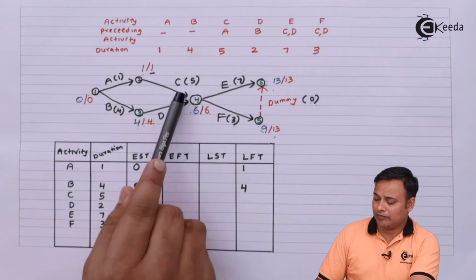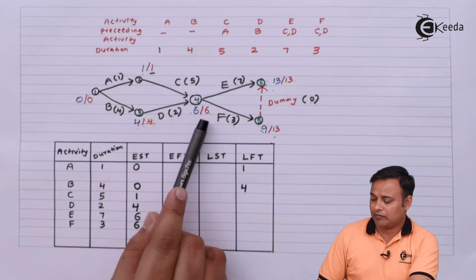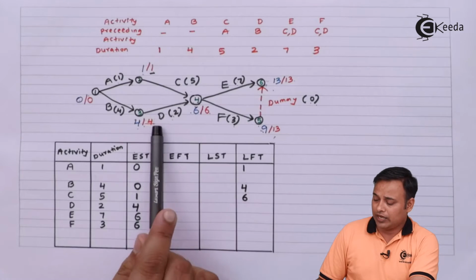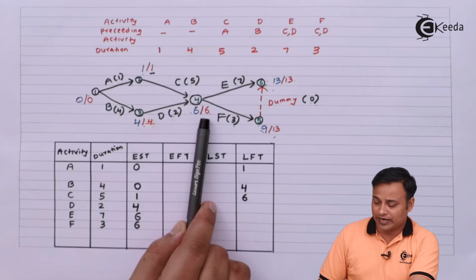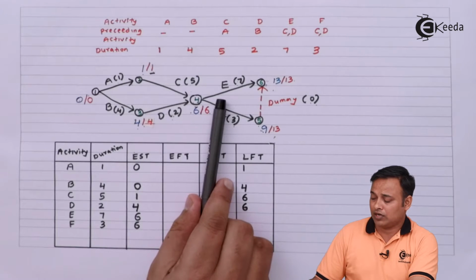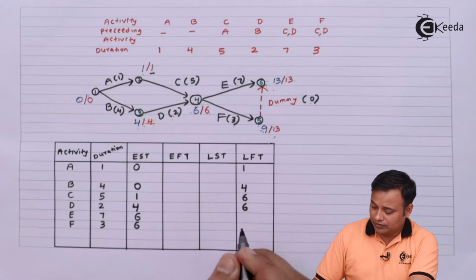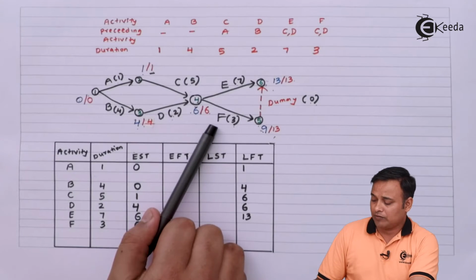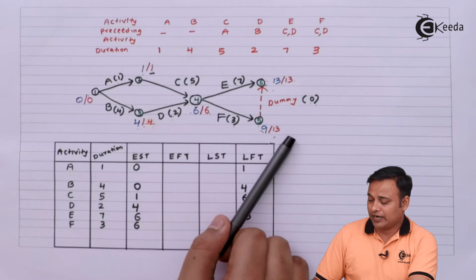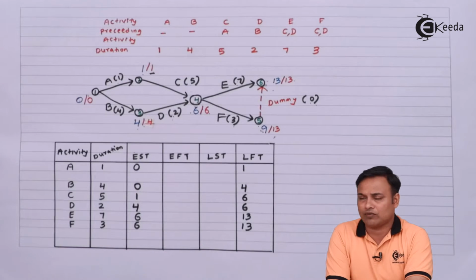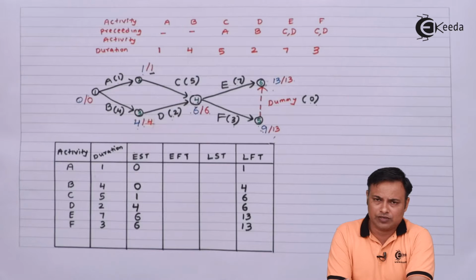Same way for C, मेरा head है 4, तो वहां पे मेरा नंबर है राइट हैंड साइड में 6. For D, again the number on the right hand side against the head is 6. For E, the number on the head at the right hand side is 13. And for F, the number on the right hand side against the head is 13. Once I am done with these two calculations, the purpose of the diagram is done.